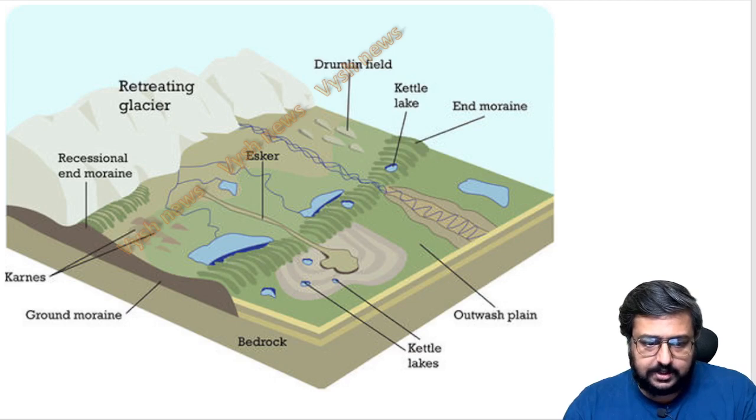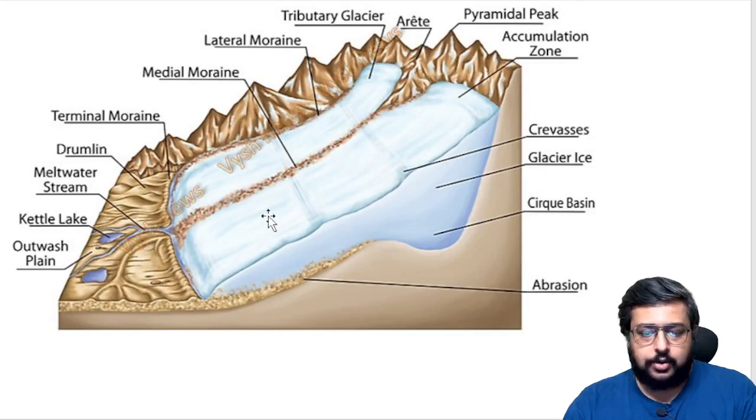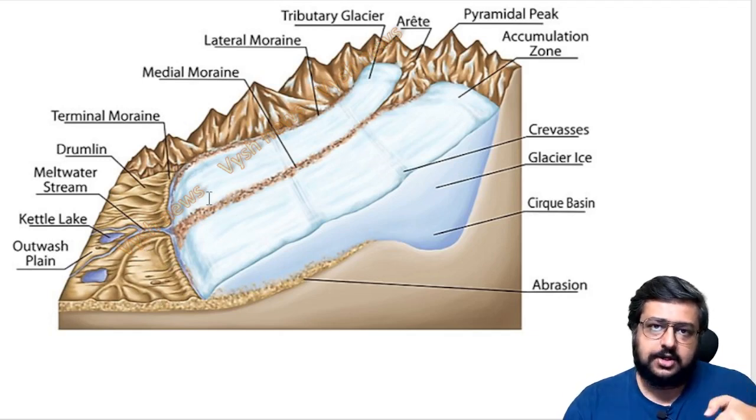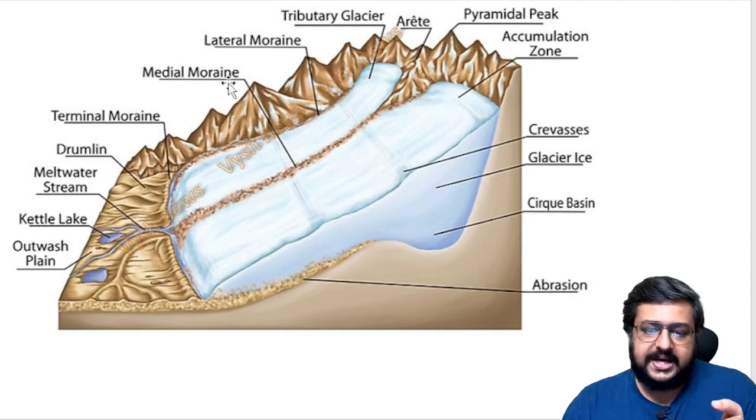Okay, if you see here, this moraine is the same thing I told you: the outer boundary, the dam kind of thing which is there in the lake. But if it is at the center of the glacier or center of the water, it is called the medial moraine. If it is on either side, it is the lateral moraine. And if it is at the end, it is the terminal moraine, which I showed you at the start of the video.